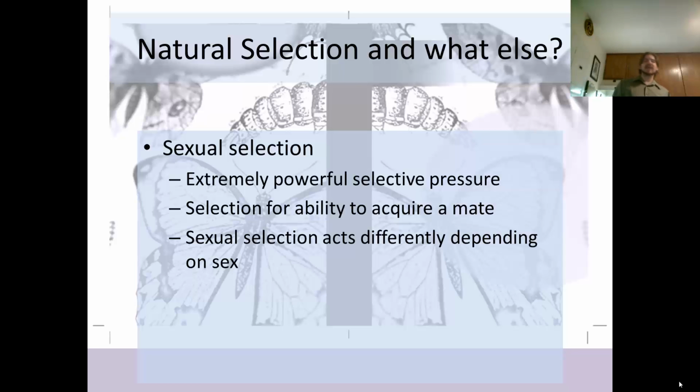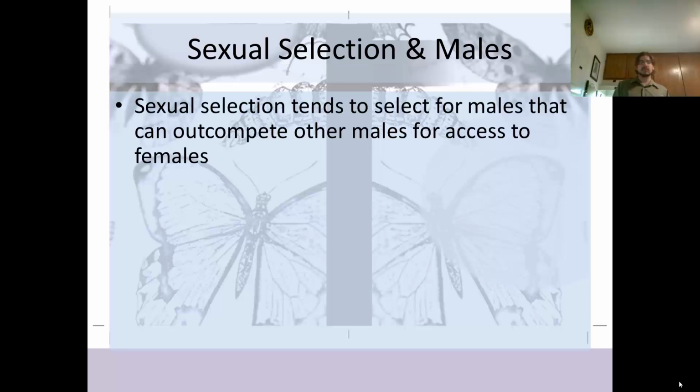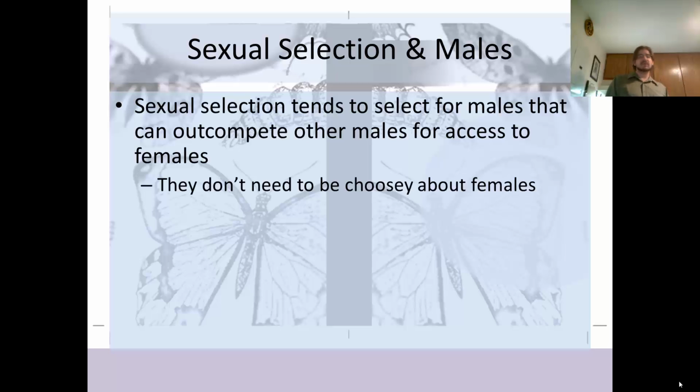Sexual selection acts differently depending on the sex of the organism. In males, sexual selection tends to select for males that can outcompete other males for access to females. So you'll see a lot of different species, especially in mammals, where males compete with each other for access to females, and so they'll be selected for the male that can compete best for females, because males don't need to be choosy about females.